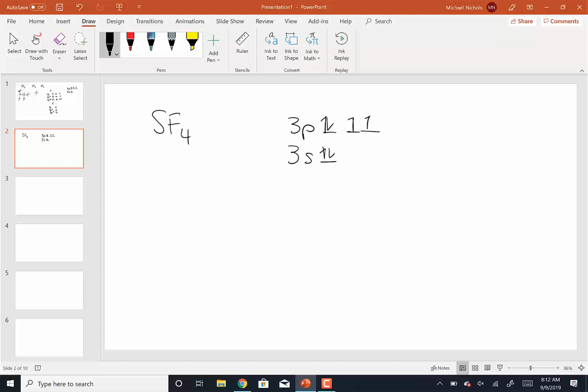There is no 2D. So what's directly above the 3p? The 4s. So if we're going across the periodic table, here's a real quick periodic table. It's S's, P's, and then D's. So the next one would be the 4s.